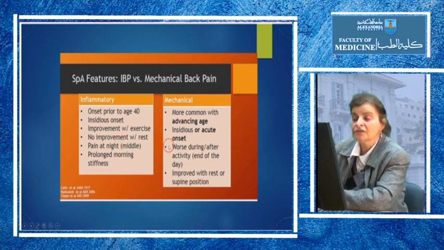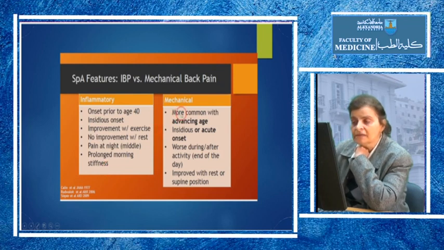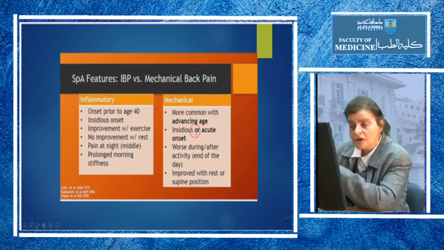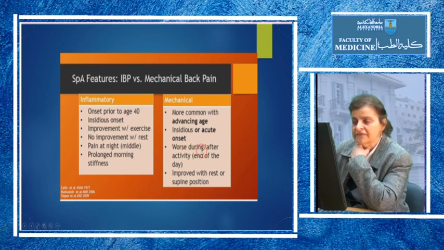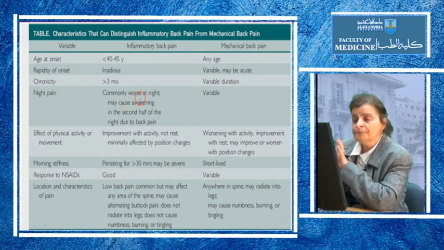This is in contrast to the mechanical pain. The pain is worse at night, maybe in the middle of the night, nocturnal pain. The patient wakes up with severe back pain, and the patient characteristically says he's got prolonged morning stiffness. In contrast, mechanical pain usually comes more with advancing age. It's got an acute onset, it's worse during activity and becomes better after periods of inactivity, and may be associated with neurological manifestations.